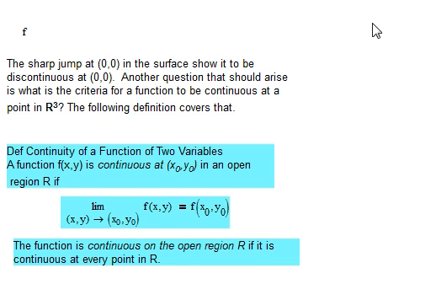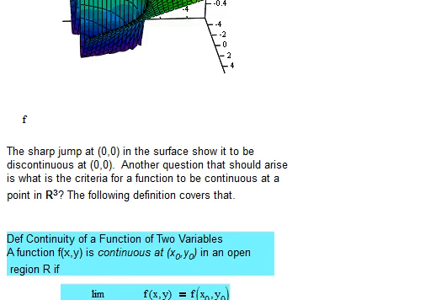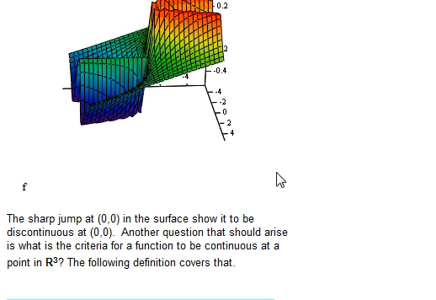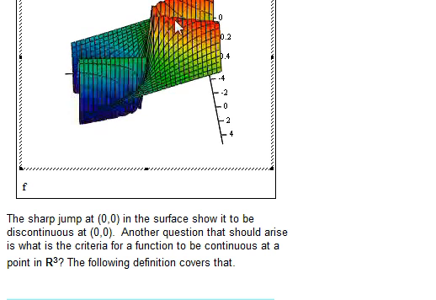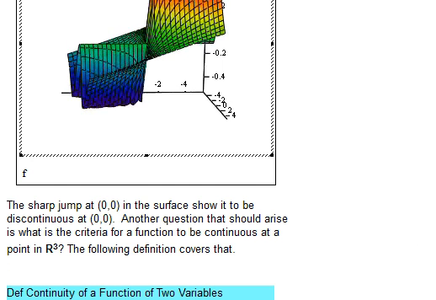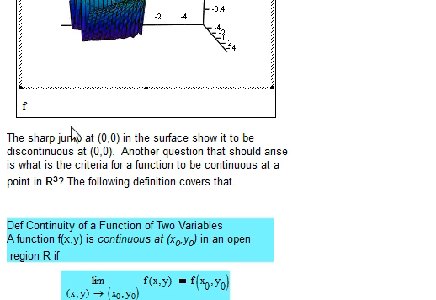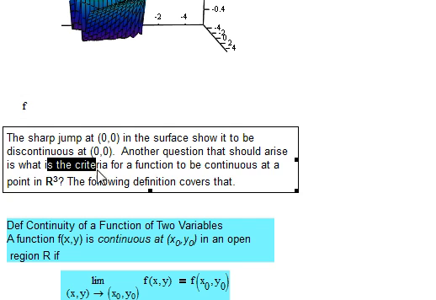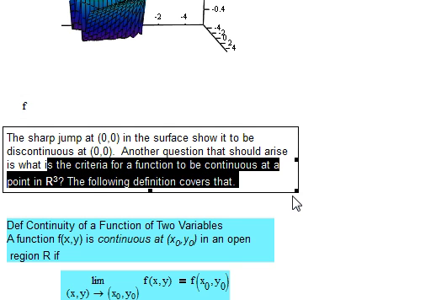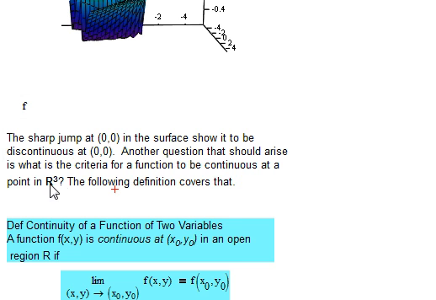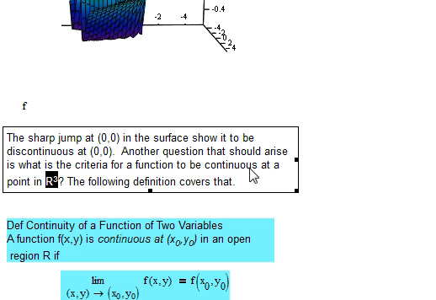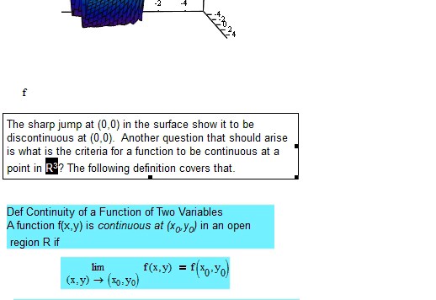Well, that sharp jump in that preceding graph shows you, even though my graph doesn't make it look discontinuous, a problem in the continuity at the point 0, 0. Another question that would arise would be, what is the criteria for a function to be continuous at a point in R squared? That's a domain point in R squared. The following definition covers that, I hope, if you're ready for it.